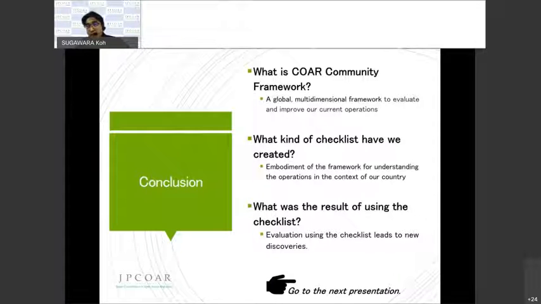This slide is the summary of this presentation. Today's topic was about COAR's framework and the creation of a checklist based on it. The framework is a global and multi-dimensional one designed to evaluate and improve repository operations. We, the Japanese team, embodied this framework as a checklist according to the situation in our country. We found that this framework and checklist were very effective in identifying strengths and weaknesses of a repository.